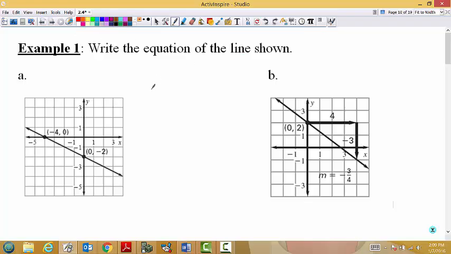It says to write the equation of the lines shown. These appear to be going nicely through the y-axis, so we're going to use y equals mx plus b, where m is the slope and b is the y-intercept. The first thing we're going to find is our y-intercept. Look on your graph and tell me where it crosses the y-axis. It crosses the y-axis at -2.